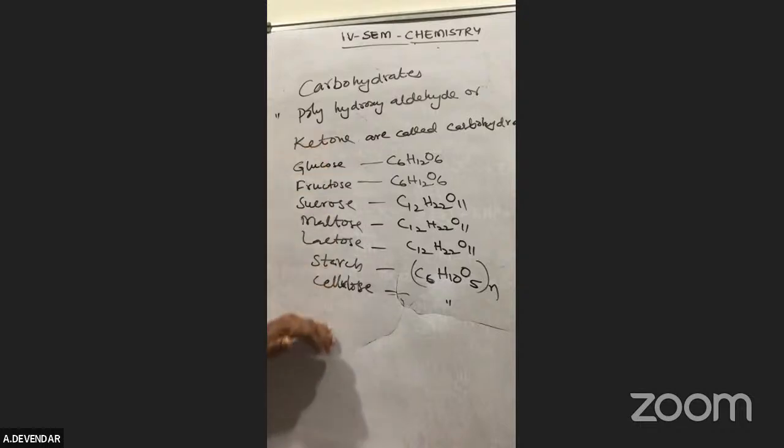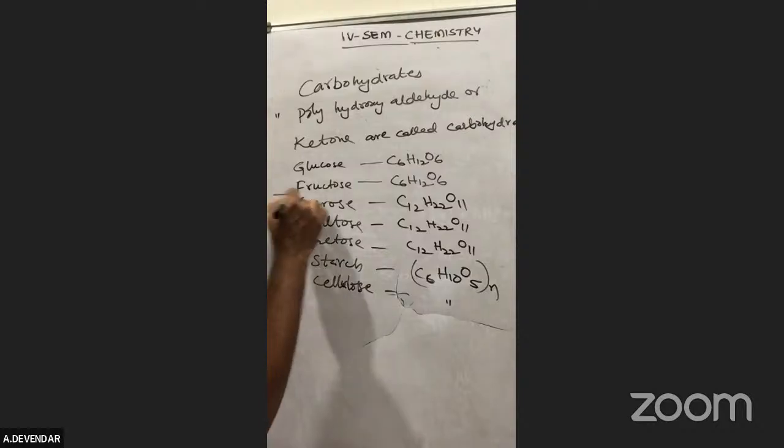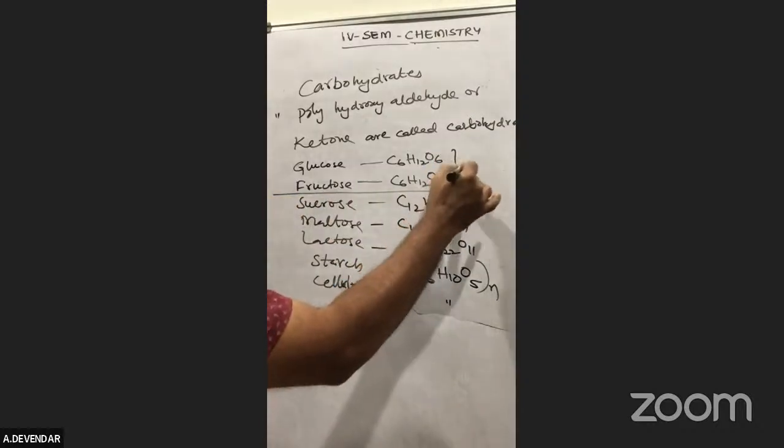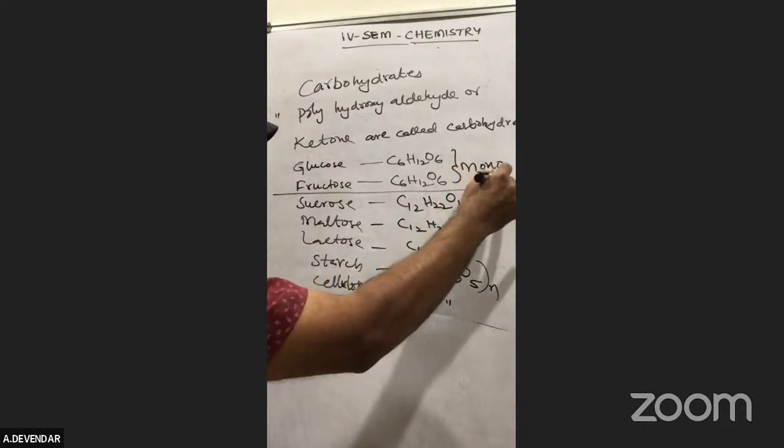These carbohydrates are again classified into monosaccharides, oligosaccharides, and polysaccharides. If you observe, you will get the classification. In the examination, they will ask for the classification of carbohydrates for 5 marks. Monosaccharides: why are they called monosaccharides?